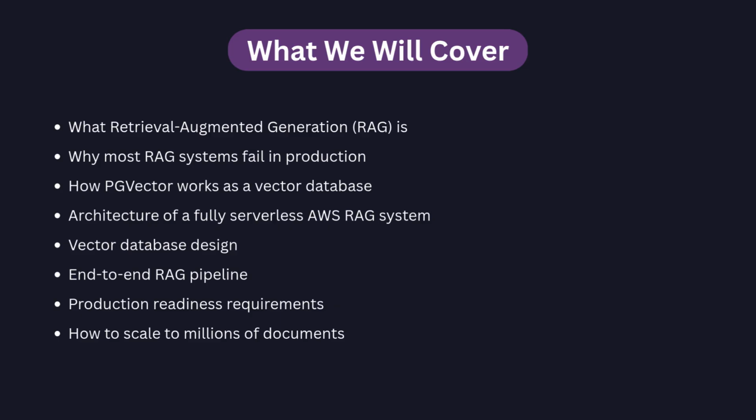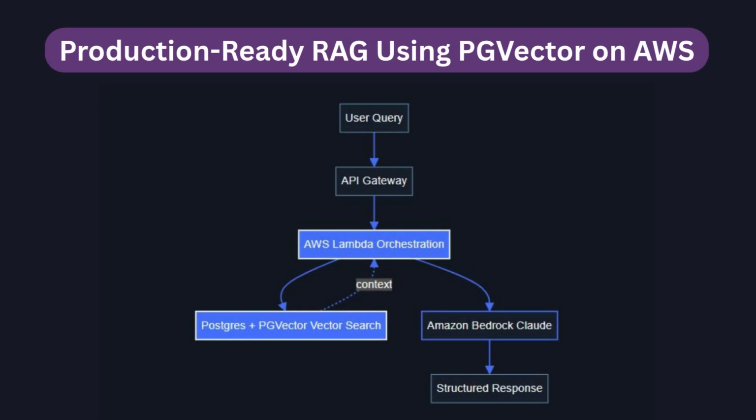In this lecture we will cover what Retrieval Augmented Generation (RAG) is, why most RAG systems fail in production, how PGVector works as a vector database, the architecture of a fully serverless AWS RAG system, vector database design, the end-to-end RAG pipeline, production readiness requirements, and how to scale to millions of documents. Production-ready RAG using PGVector on AWS.